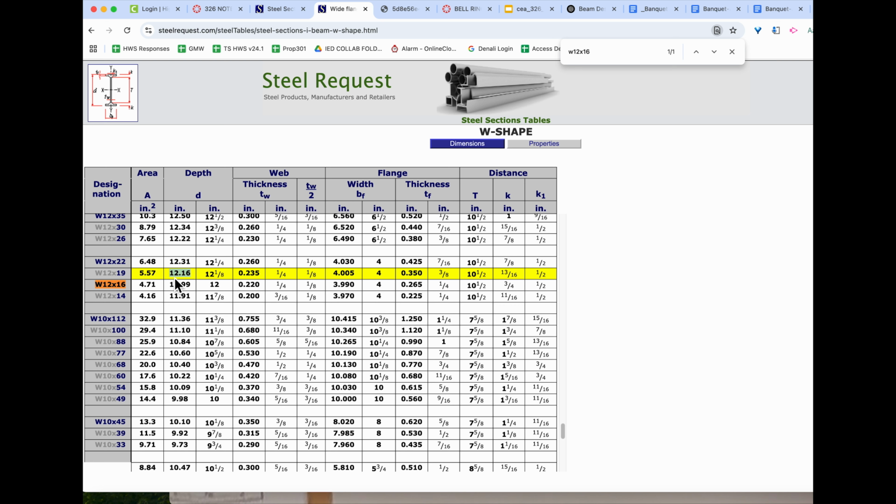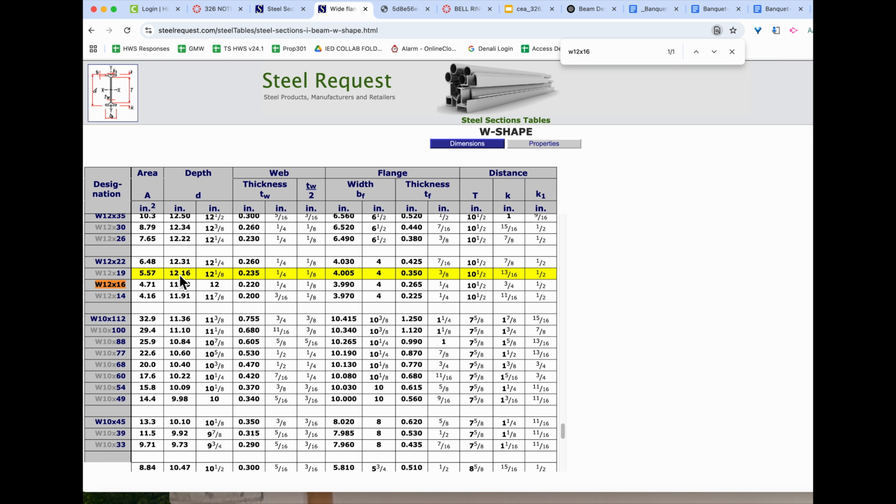Now, if you look at this, in terms of that area, the depth is 12.16 and the thickness is 0.235. And so that's going to do a better job in terms of creating a higher nominal shear force. Because as you'll remember, the nominal shear force is equal to 0.6 times Fy times AW, where AW is equal to D multiplied by TW. So since we're choosing the 12 by 19, we're going to have a higher shear force. The shear force already passed with the 12 by 16, so we're good in terms of that.